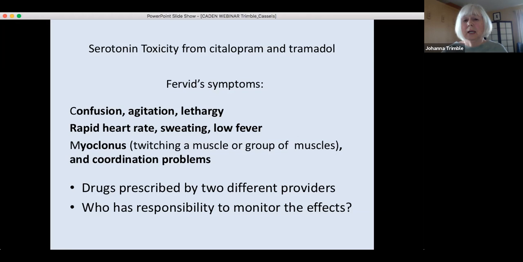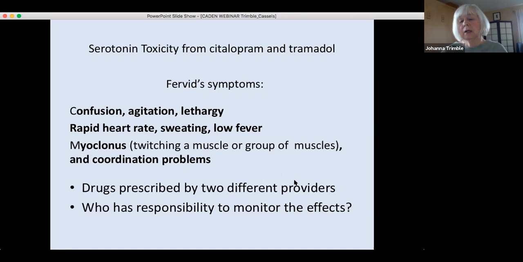Also, I think one of the very big problems, not just not looking for side effects, is when you have drugs that are prescribed by more than one provider. In Fervid's case, it was a nurse practitioner on the floor at the care center, plus a geriatric psychiatrist who was a consultant who came around to some of the residential care facilities and consulted. So the psychiatrist was prescribing the antidepressant, and the pain drug was prescribed by the nurse practitioner on the floor.